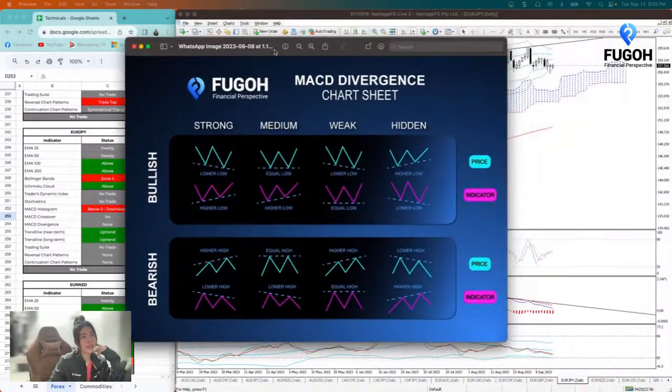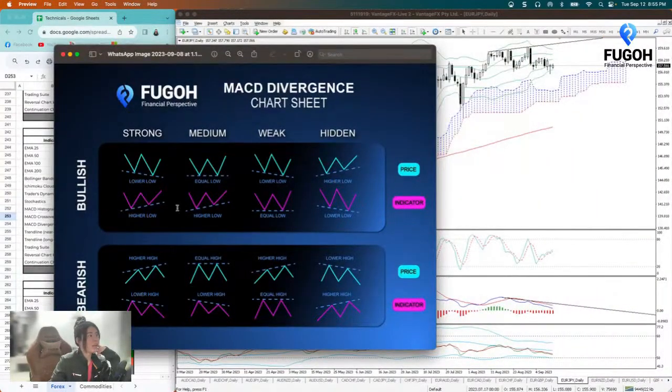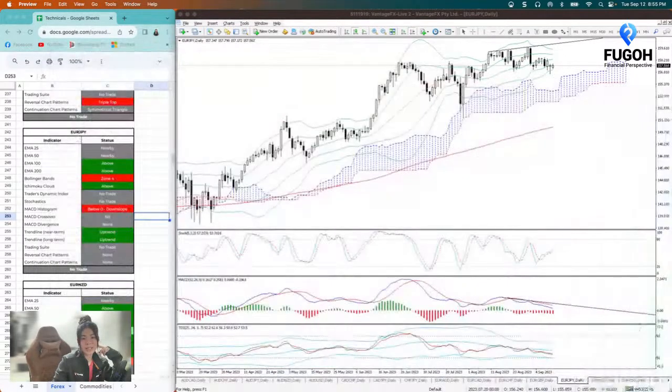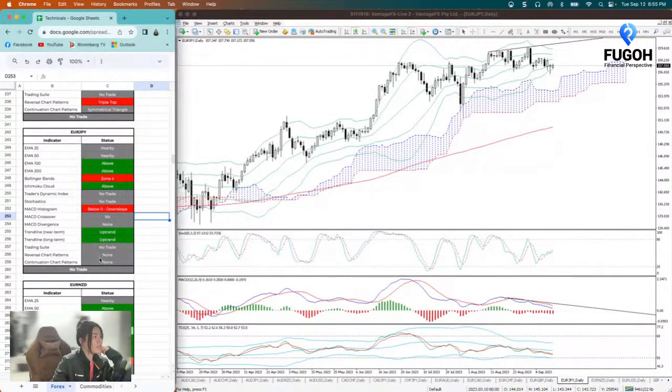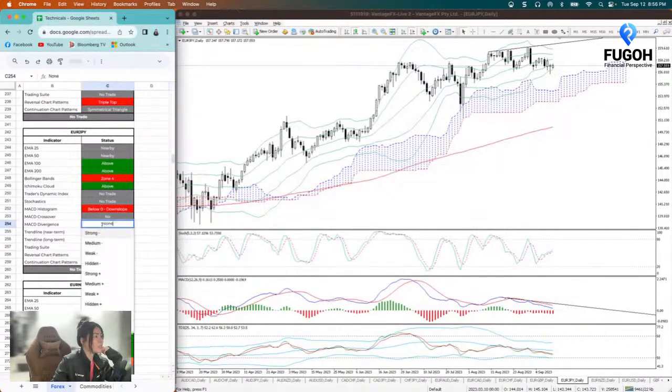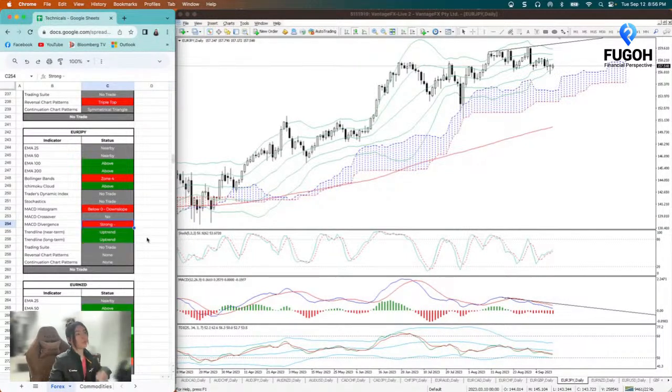So we have higher high, higher high. So it's going to be here: higher high and lower high, higher high, lower high. So this is a bearish divergence, a strong bearish divergence, that is. Euro Yen divergence is a strong bearish one.